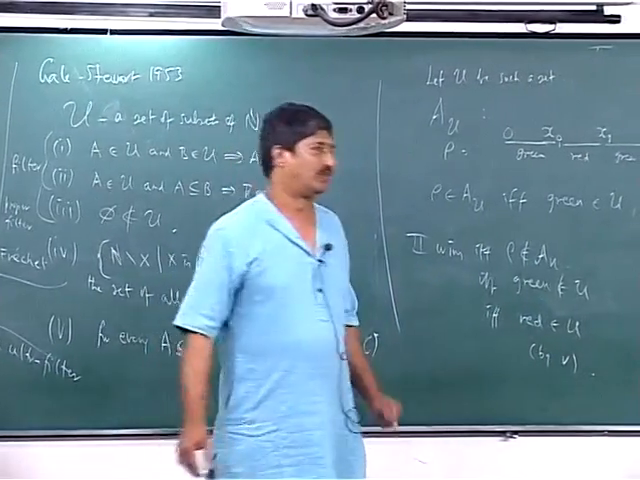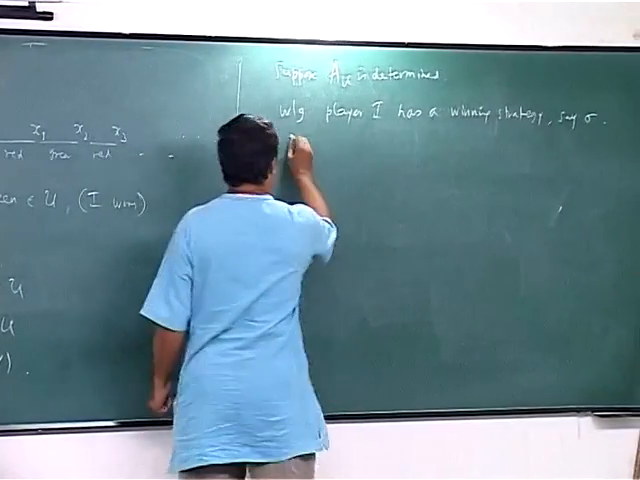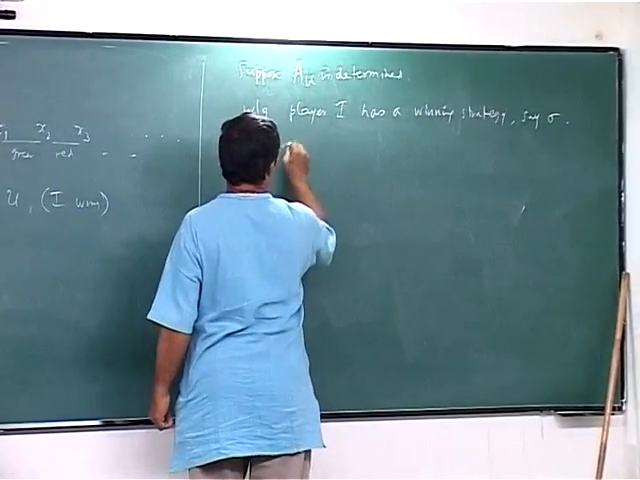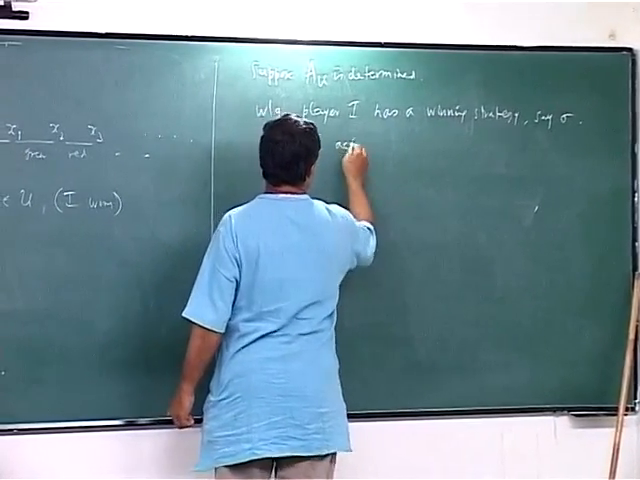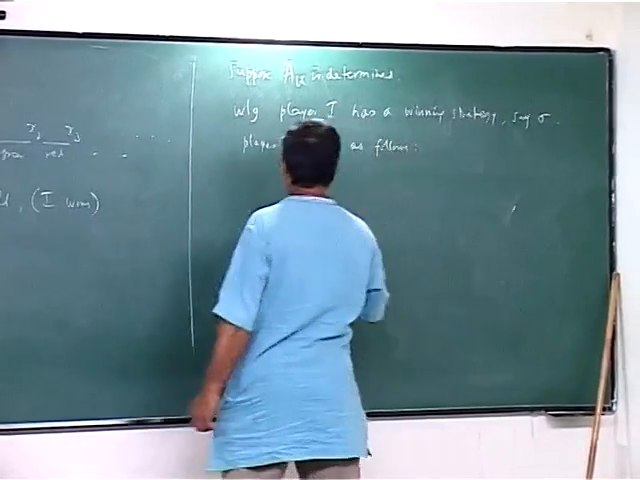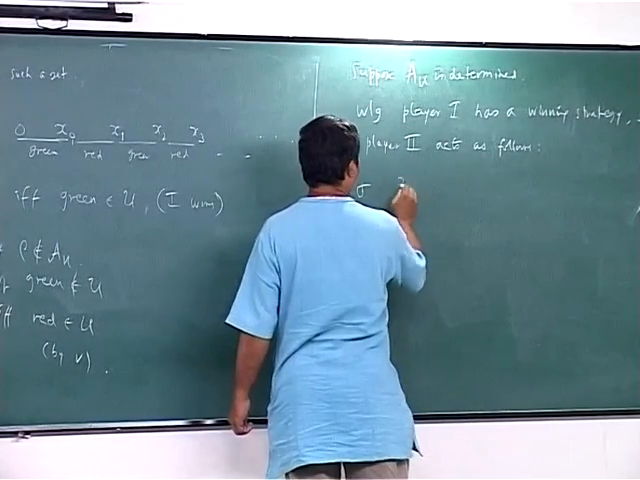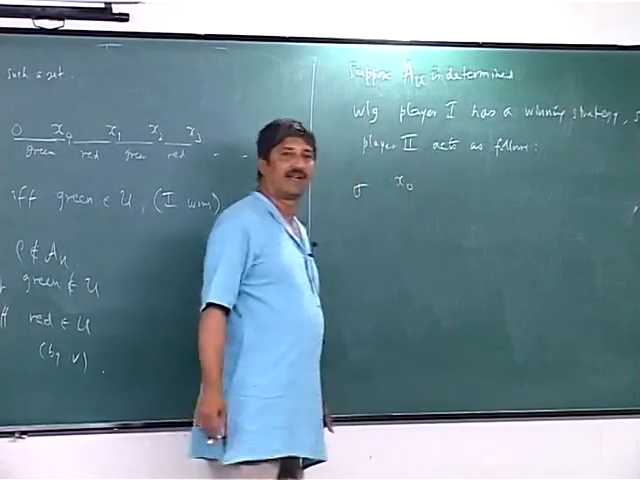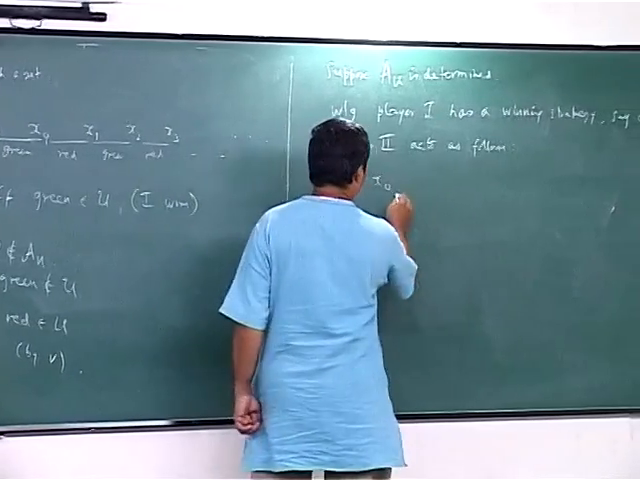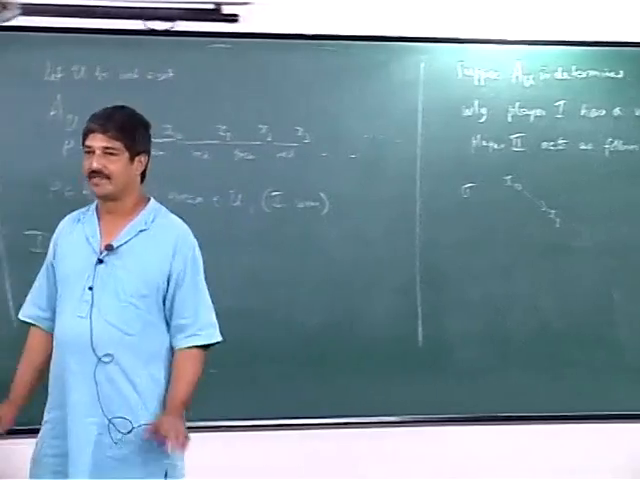What will player 2 do? I'm going to give a way for player 2 to do something. Player 2 acts as follows. So player 1 will pick x0. So player 1 is playing according to sigma and picks x0. Right? Player 2 responds with some arbitrary x1. Okay?